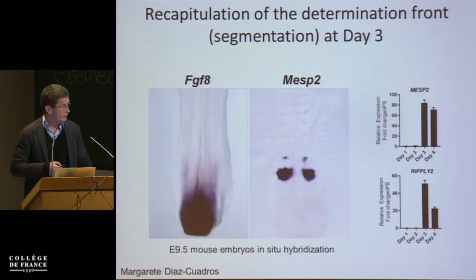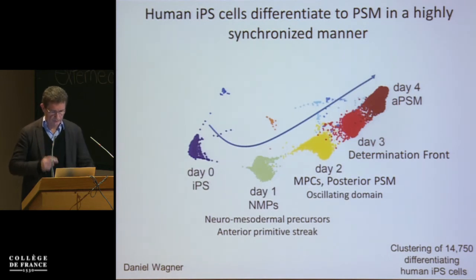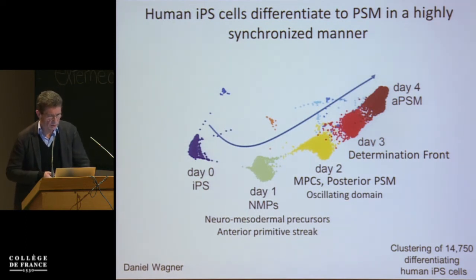So now if we move 1 day later, what we see is that at day 3, the cells express the homologue of this gene, MESP2, which means that they've reached the so-called determination front and activated the segmentation program. So the next question: together, that really suggested that these cells differentiate exactly as, for instance, mouse presomitic mesoderm cells or chicken presomitic mesoderm.